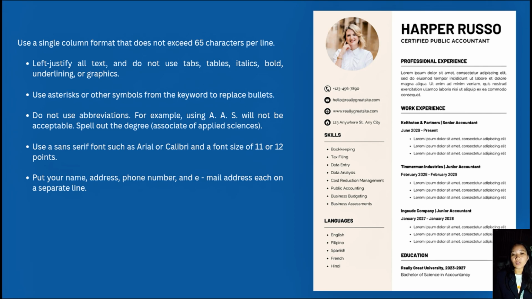Just spell out the whole word, like Associate of Applied Sciences. Next, use a sans serif font such as Arial or Calibri, and a font size of 11 or 12 points. So also, we need to consider the font and font size that we use, either Arial or Calibri. The last one is put your name, address, phone numbers, and email address each on a separate line.